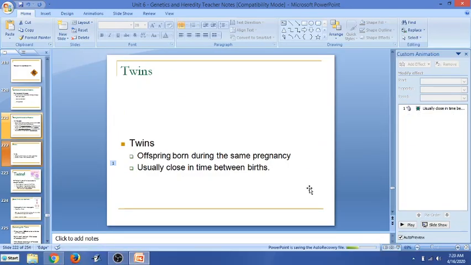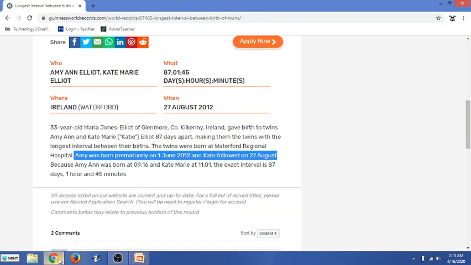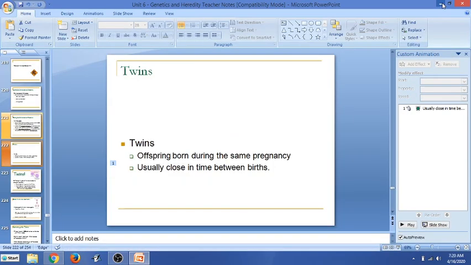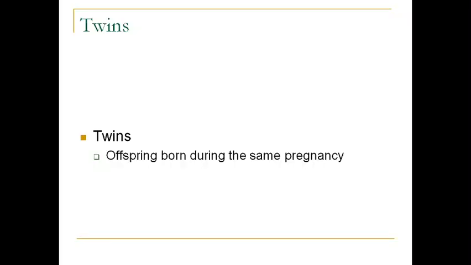The longest time, although they are usually close in time between births, if we go to the Guinness Book of World Records, the longest time is 87 days, 1 hour, and 45 minutes by two girls in Waterford, Ireland. The first sister, Amy, was born prematurely June 1st in 2012, and then Kate, the obviously younger sister, was born August 27th. So 87 days apart, almost 3 months. That's a long time.